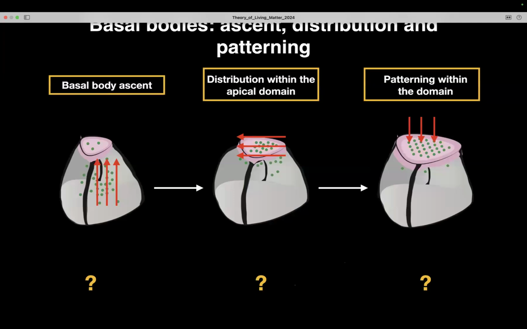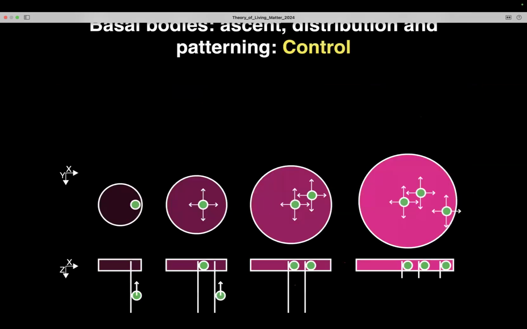So now, if I take all of this information together, what I showed you, we want to understand these three processes: how the basal bodies go towards the top of the cell, towards the apical side, and how these basal bodies get distributed and patterned within the apical domain. So taking everything together, this is the model as we think. It looks like these cables are growing from the bottom of the cell. The cable hits the apical site towards the periphery. The cable gets attached within the apical site. Upon attachment, the basal body gets inserted into the apical region of the cell.